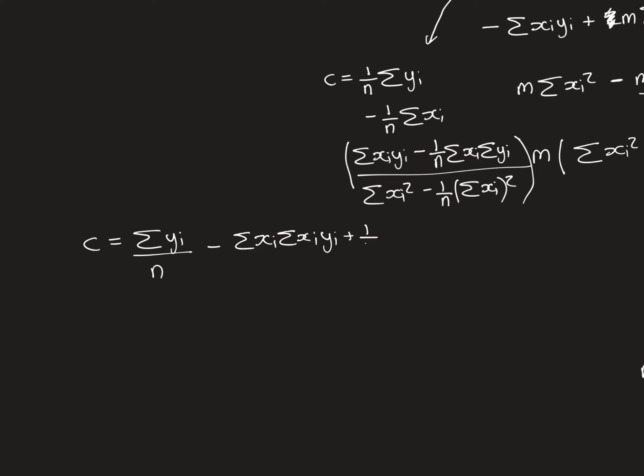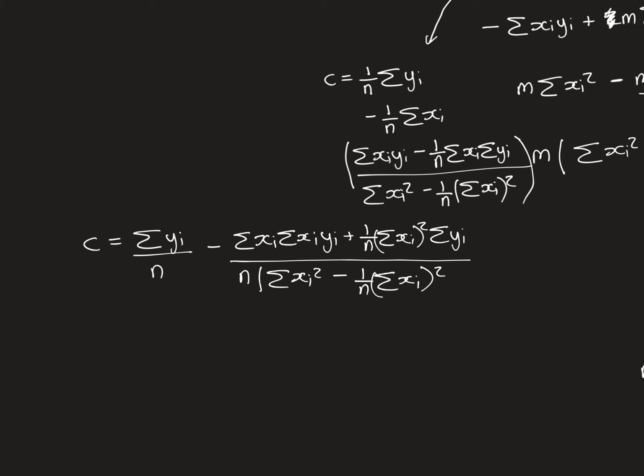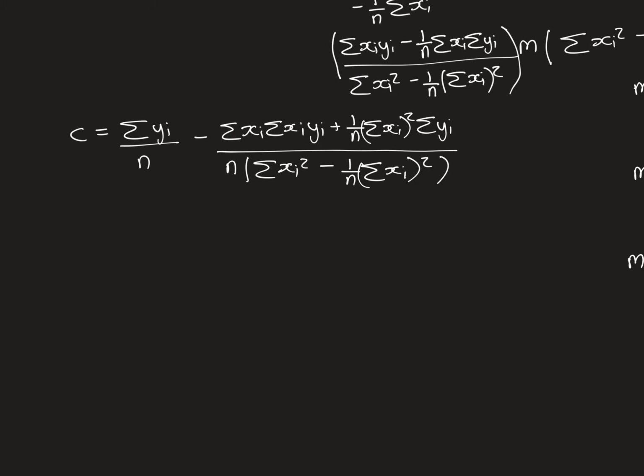plus 1 over n times the sum of xi squared sum of yi, divided by, and then it'll be n times the denominator, sum of xi squared minus 1 over n times the sum of xi all squared. So this is looking truly hideous, but it is going to simplify, I'm confident of that.